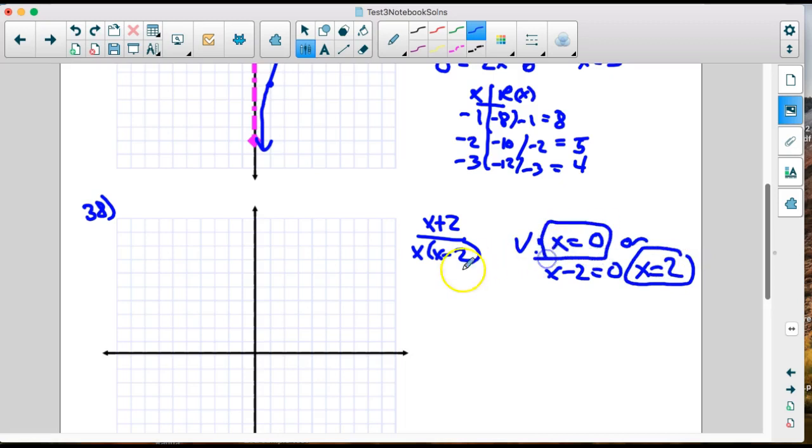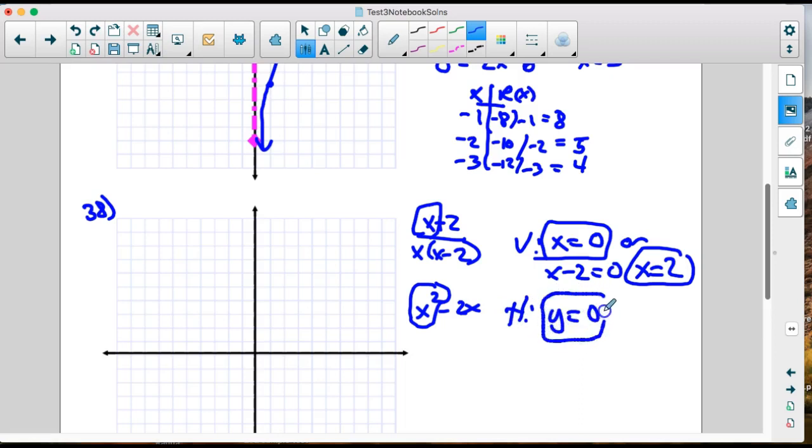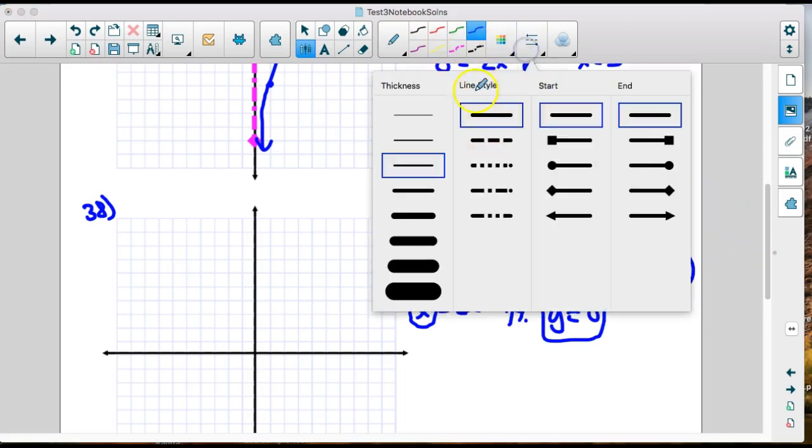And if we were to look at this, the bottom is really x squared minus 2x. That power is larger than the numerator power. So that means that it's going to have a horizontal asymptote at y equals 0, since the power in the denominator is larger. Okay, so we're going to graph those asymptotes.